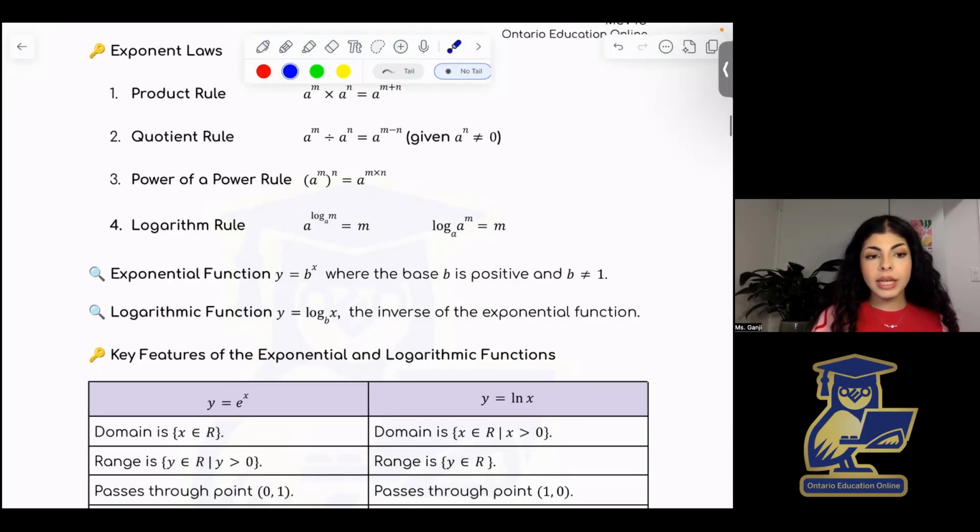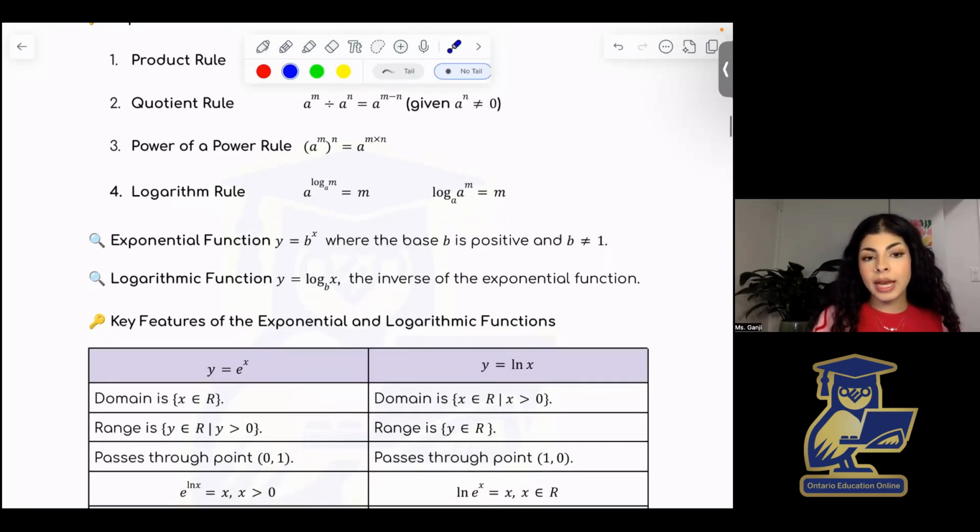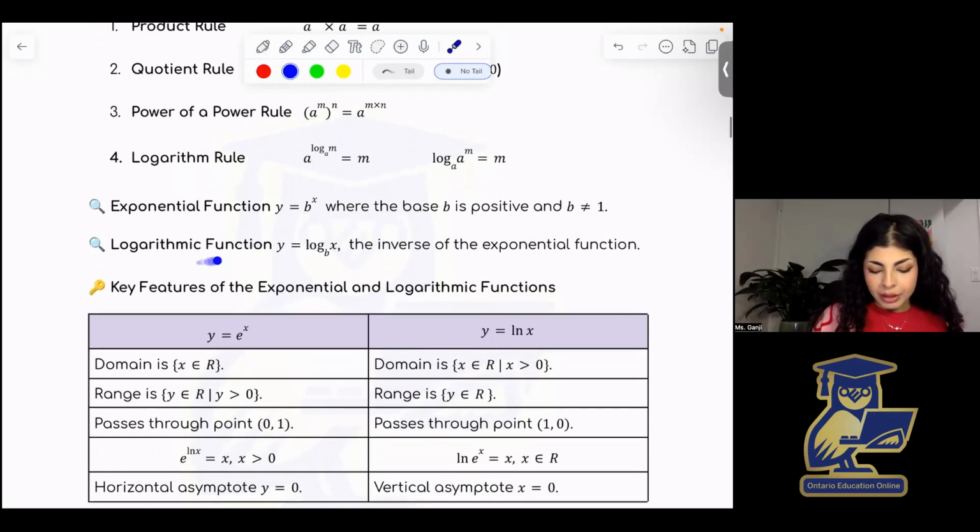Now, we are looking specifically at the exponential function and the logarithmic function. So our exponential function is y is equal to b to the power of x with our base b, and base b is positive and b is not equal to 1. Now we can choose any value of x, but we just don't have those negative bases. Now, the logarithm function tells us y is equal to log base b of x, and this is the inverse of the exponential function.